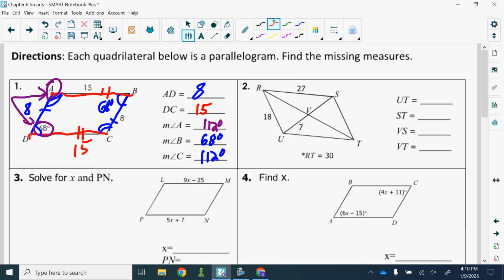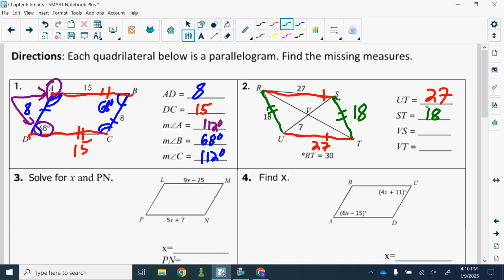Okay, going to example 2, first it asks for side UT. Well, UT is opposite to RS, and RS is 27. These two guys are going to be congruent, so this guy is also 27. ST, which is this guy right here, is opposite and congruent to RU. So that means this is also 18.